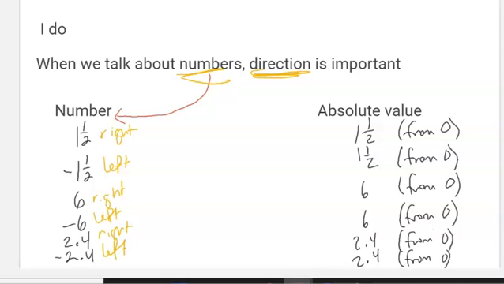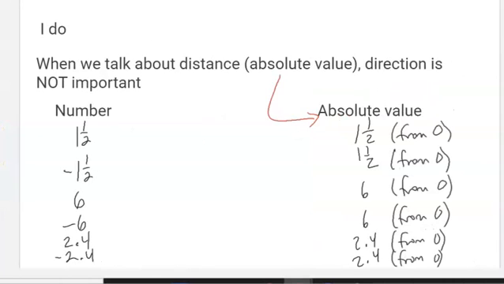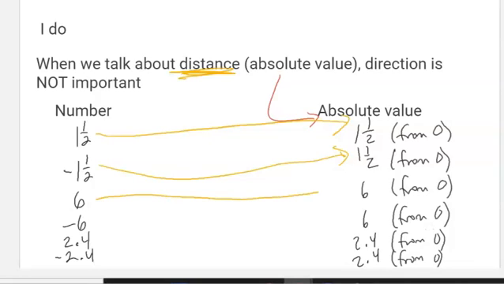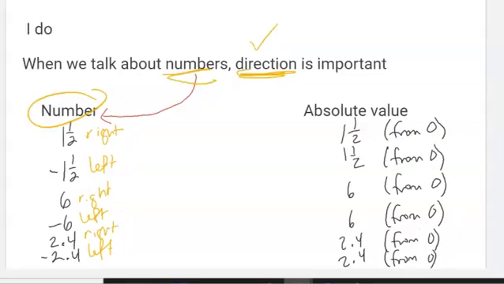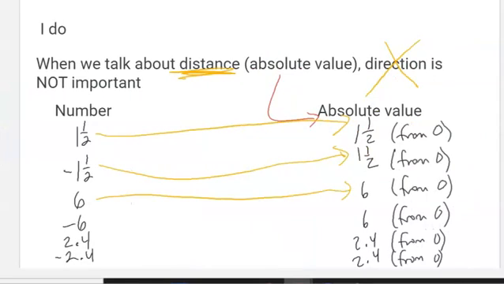When we talk about numbers, the direction matters. But when we talk about absolute value, which is distance, direction is not important. We just say 1.5 is that far from 0. We just say -1.5 is that far from 0. We say 6 is that far from 0. When we talk about absolute value, we don't talk about direction. When we talk about numbers, we do talk about direction, and that's the big difference in what they mean.